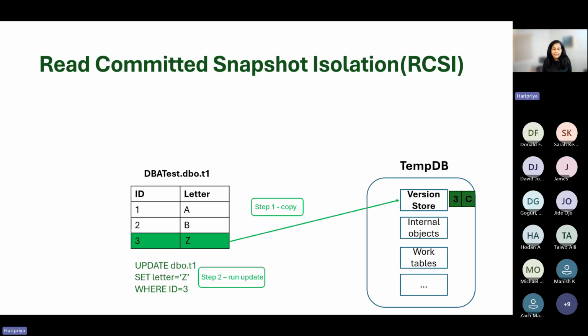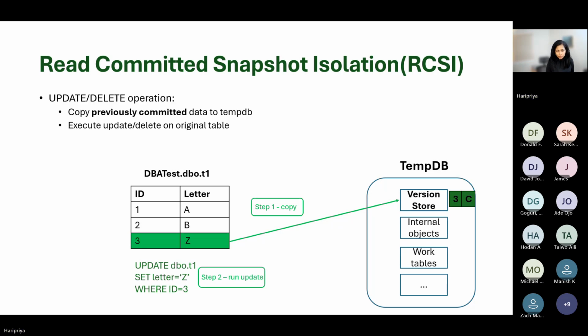Now it will run the update statement. If you see in the default isolation level, it will not make a copy to the version store. It will just run the update. But in RCSI, step 1 is to copy that row into the version store. That is the key point here. All right, so copy the data and then run the update statement.